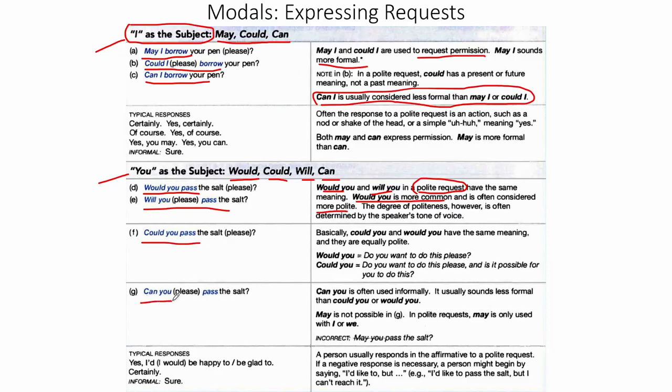Next we can use the modal can. Can you pass the salt please? Can you is often used informally. So this is the last thing we can say about expressing requests with you as a subject: can you is also used for expressing a polite request, but it is often used informally, by opposition to would you, could you, will you, which are a bit more formal than can you. So this is expressing requests.